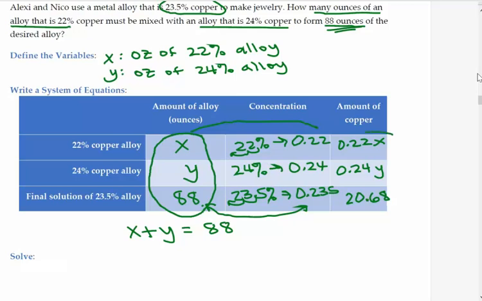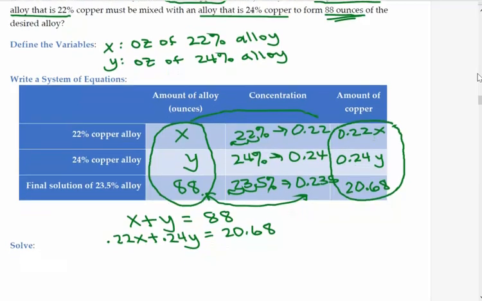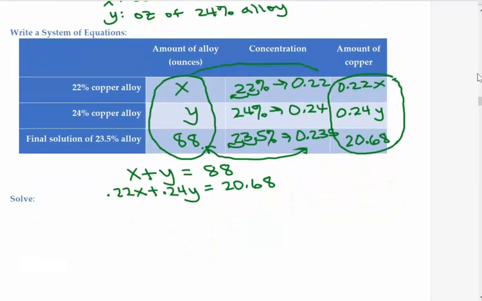All right, and then this column is my second equation. So 0.22x plus 0.24y equals 20.68. And then you can solve this. On the last one, I used the elimination method, so let me show you how you can do this with the substitution method, because either way works, it's just up to you on what you want to do.